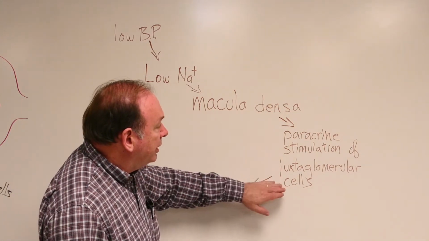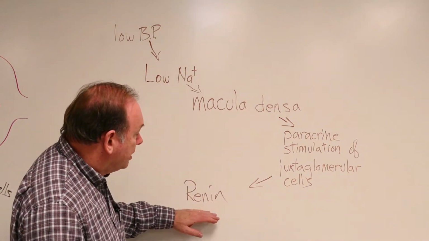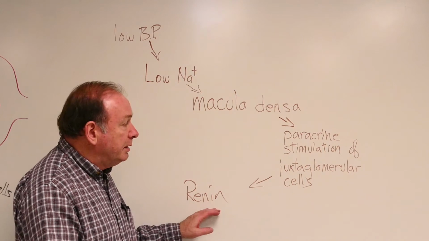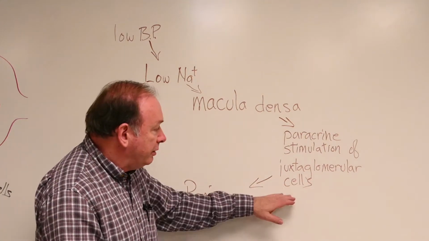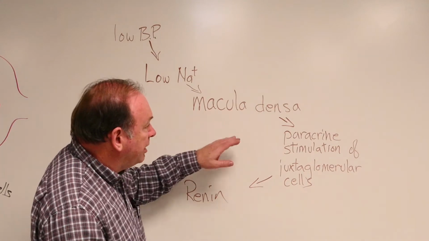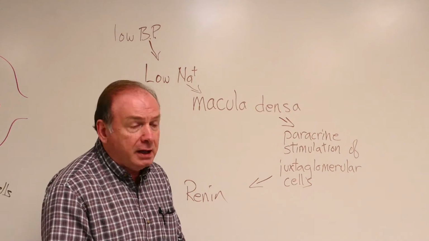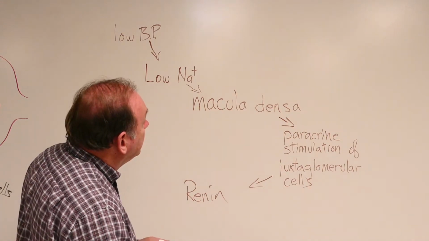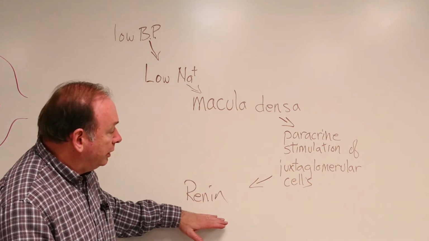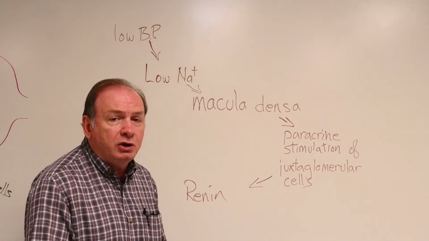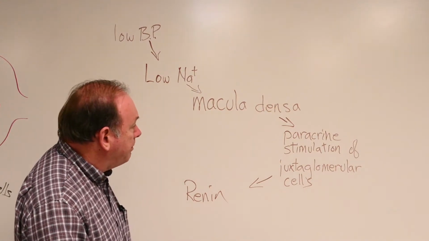So paracrine stimulation of these juxtaglomerular cells that are just next to it leads to the release of renin. So juxtaglomerular cells around that afferent arteriole will release renin when stimulated by low blood pressure and paracrine hormones of the macula densa. So next we're going to look at the role of renin in what's called the renin-angiotensin pathway to retain our blood pressure, get our blood pressure back up.